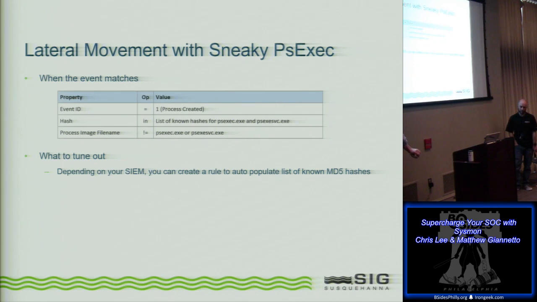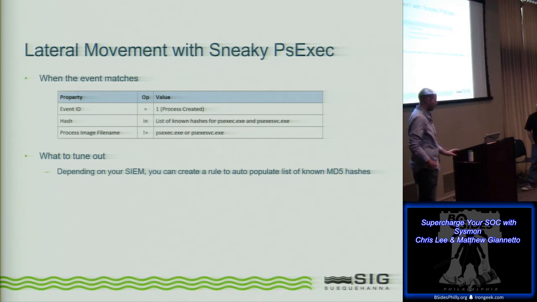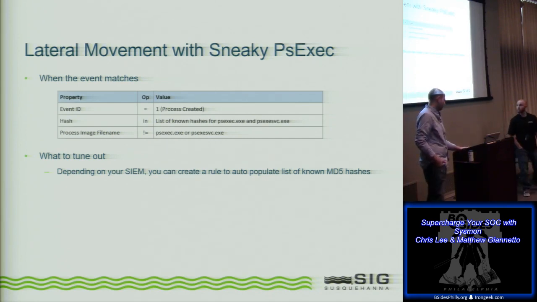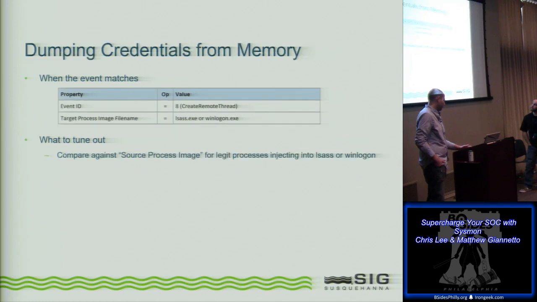You can create another list of known hashes for PsExec.exe and similar, and then look for any time one of those hashes execute, but they have a different name. That could indicate that somebody's trying to use PsExec on the sly. Bonus: if you're using a SIEM, you can write a rule that auto-populates a list of known hashes for PsExec that you see in your environment, and this rule kind of tunes itself.